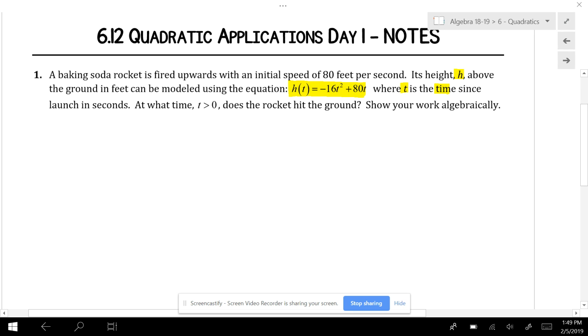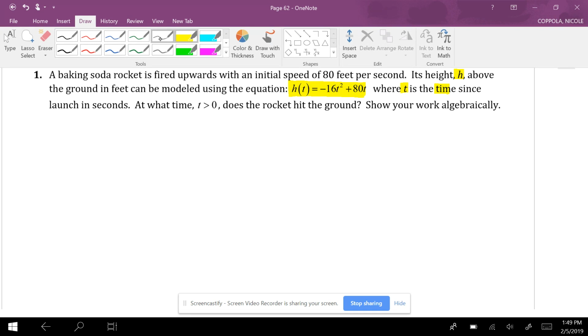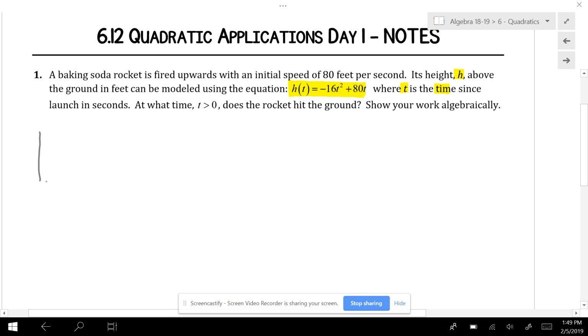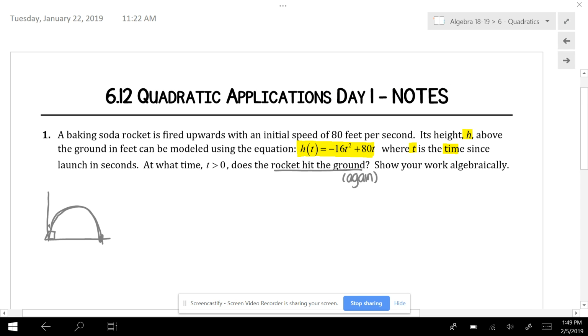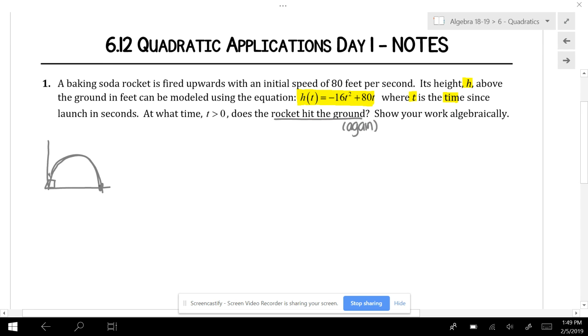So the path of this rocket is modeled by a quadratic. That makes sense to me. If you've ever made a little baking soda rocket, it's going to go up off the ground, fly, and then come back down. Are you with me? So at what time does the rocket hit the ground again? Clearly it's starting on the ground at 0, and what we have to figure out is when it's going to hit it again.